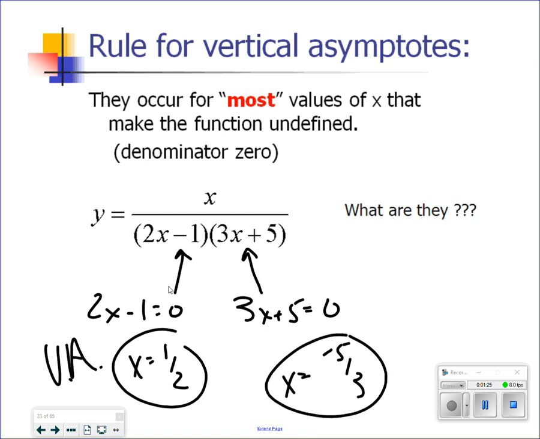So again, these are lines. Asymptotes are lines that the graph will approach but not cross. And there's a couple of cases where it will cross, but for the most part, they are lines in the graph where the graph will approach but not cross.